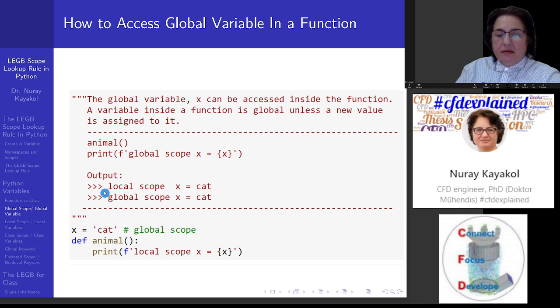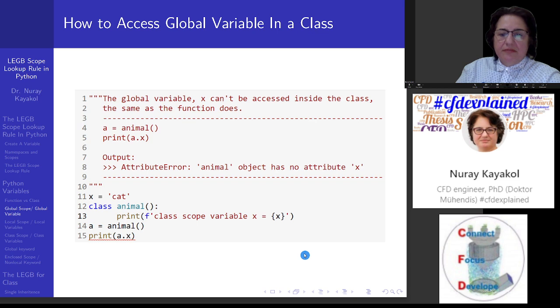In this output section, as you see, both local and global values of x are equal to the same cat string, because I didn't define any variable yet inside of this animal function. Okay, how about this one?